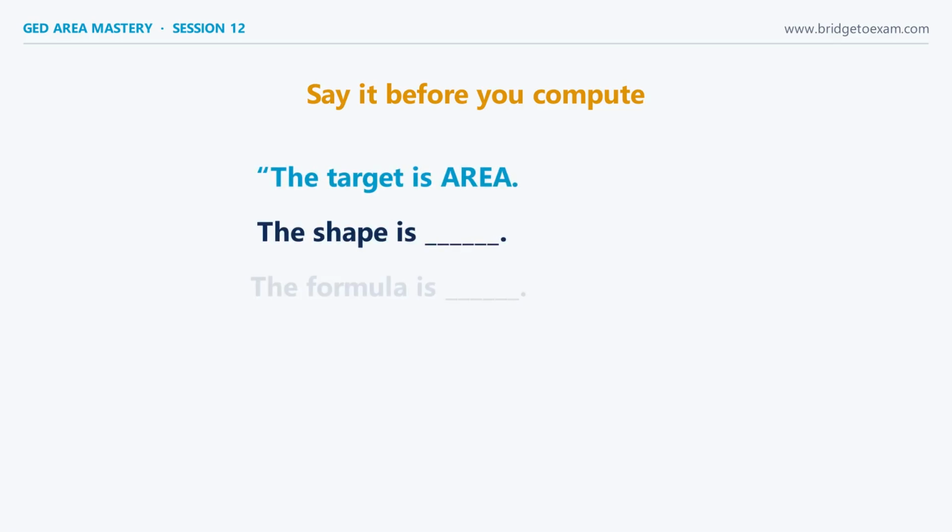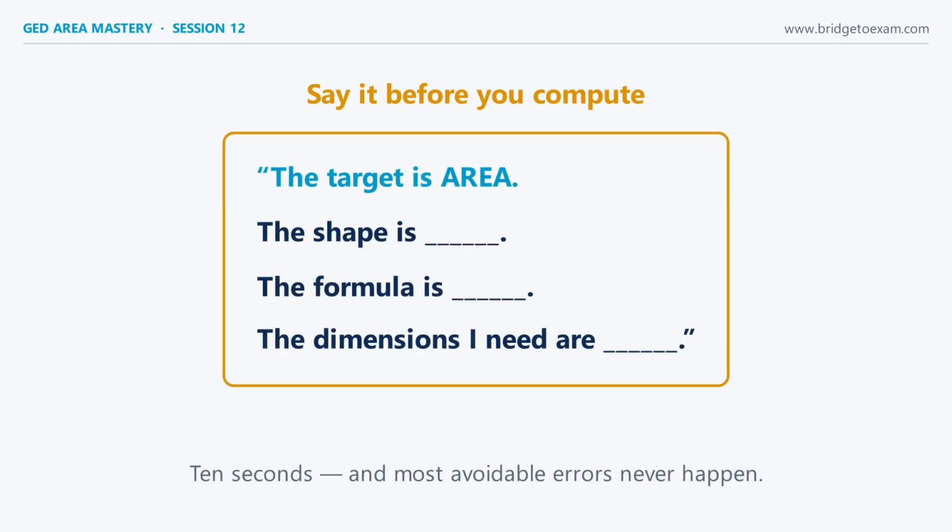Before you touch the calculator, say one sentence. The target is area. The shape is blank. The formula is blank. The dimensions I need are blank. 10 seconds. Because nearly every avoidable error comes from calculating before deciding what you're calculating.